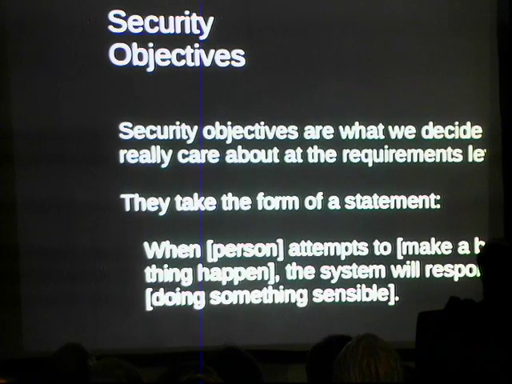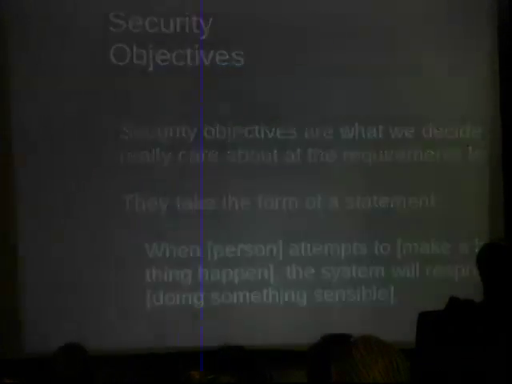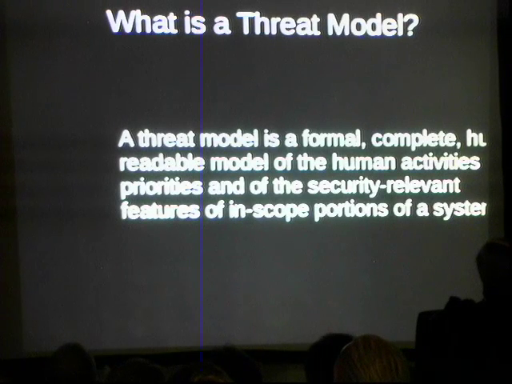A security objective is basically, these are the things that we've decided to care about in the requirements of the system that are relevant to security. They're basically statements that say, when one of the guys who we think might be coming after us tries to make something happen that we really don't want to have happen, then whatever system we're using needs to do something sensible in response. It's a more formal version of that. And the way we come up with security objectives is by threat models.